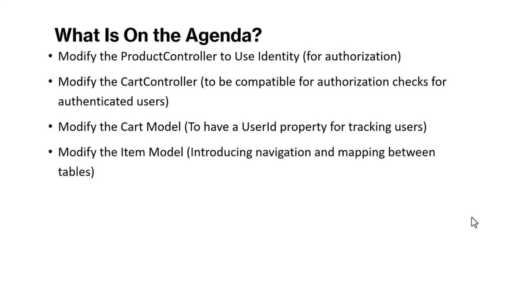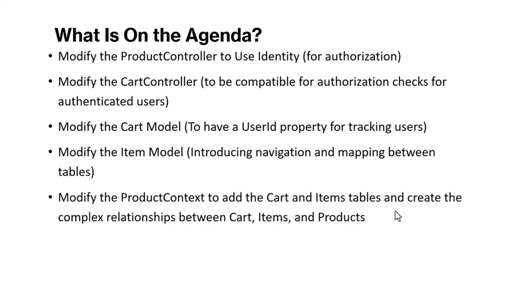And also we need to modify the item model, introducing navigation and mapping between the tables, modify the product context to add the cart and the items table, and create the complex relationship between cart, items and products, and perform the database migrations. Remember, the completed application that I showed also has more tables than the product table. It will have cart table, items table, because I need to actually create the relationship between these tables. So I'll have to re-perform the database migration.